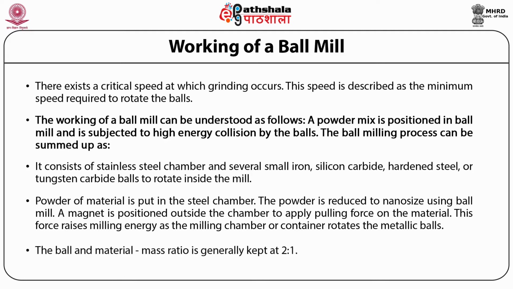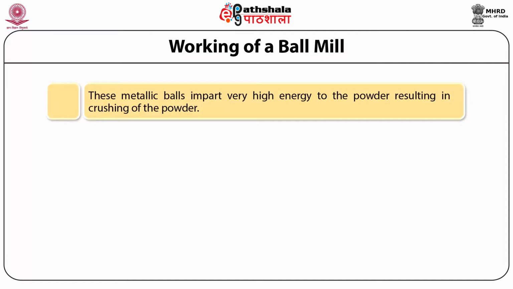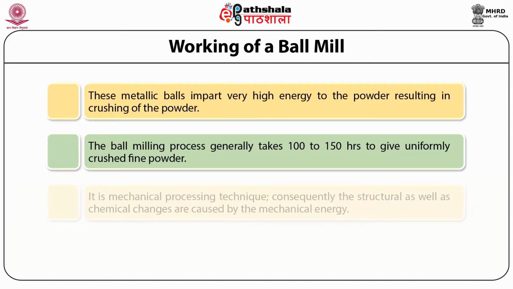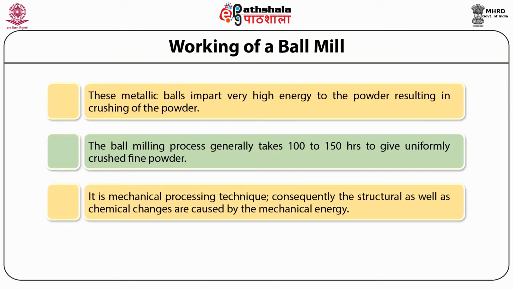The ball and material mass ratio is generally kept at 2:1. These metallic balls impart very high energy to the powder, resulting in crushing of the powder. The ball milling process generally takes 100 to 150 hours to give uniformly crushed fine powder. It is a mechanical processing technique. Consequently, the structural as well as chemical changes are caused by the mechanical energy.